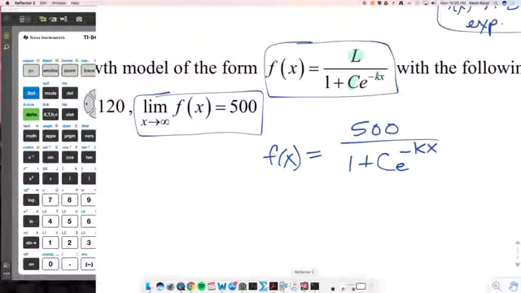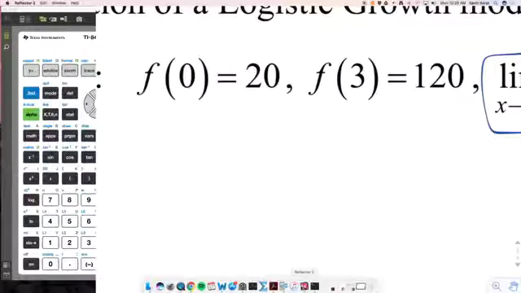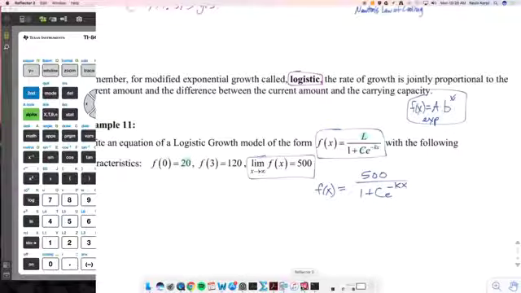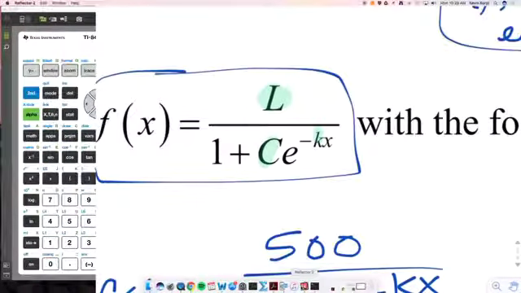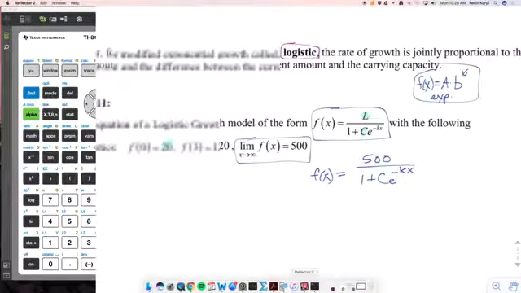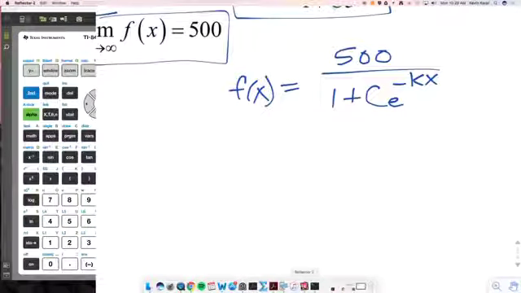So we got one of them found. Now I just have to find C and k. Which of these two ordered pairs would be easier to plug in, 0, 20 or 3, 120? 0, 20. Now if this were exponential, we could call 20 right away the initial amount, right? If this were exponential, we would let a equal 20. In the logistic equation, though, you can't just let C equal 20 because it's not the same equation. It still is the coefficient of the exponential, but it's not necessarily the y-intercept. But you should still plug in the point 0, 20.